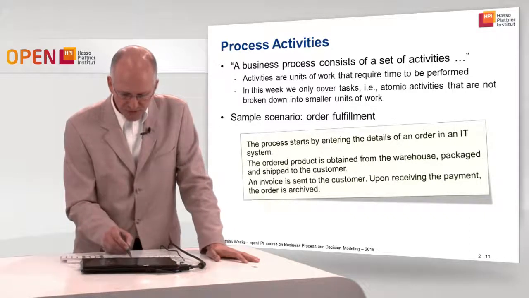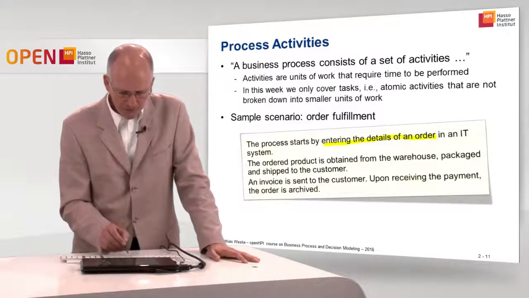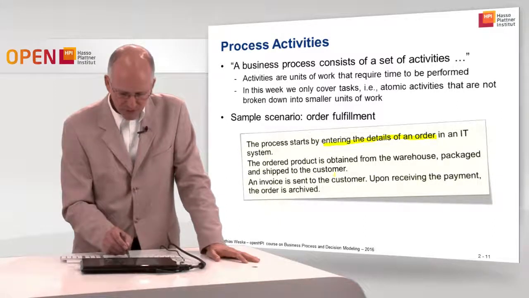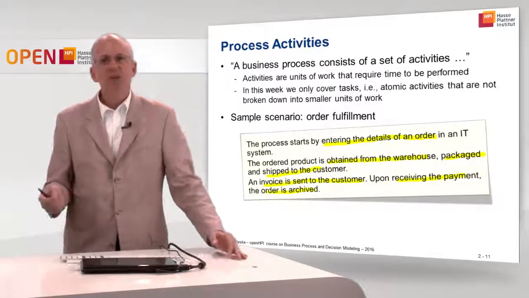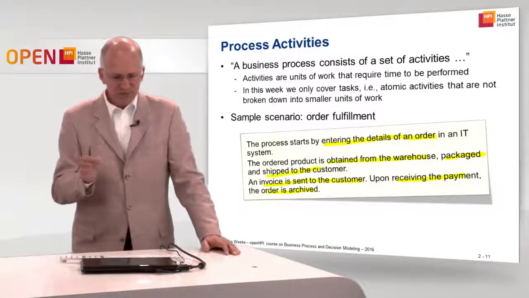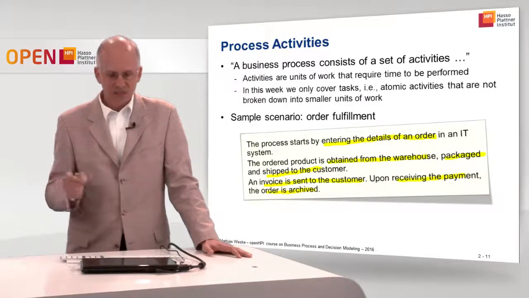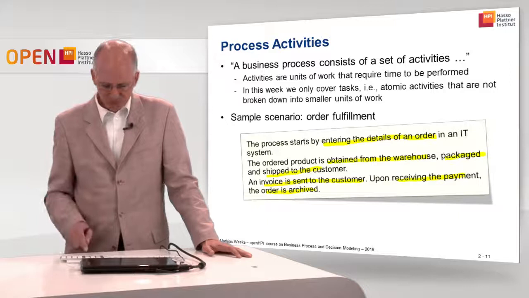So we need to enter the details of an order in an IT system. Then the ordered product is obtained from the warehouse. It is packaged and shipped to the customer. Then an invoice is sent to the customer. A payment is received and the order is archived. So from the text we can derive the activities that are relevant for the process.